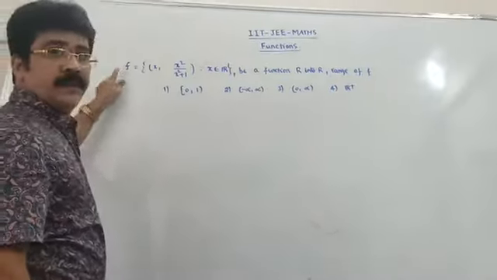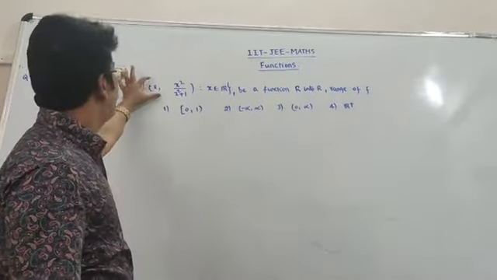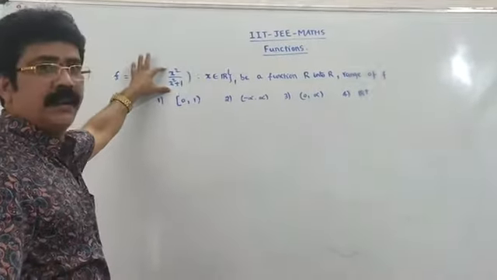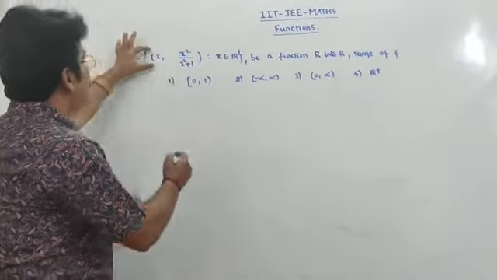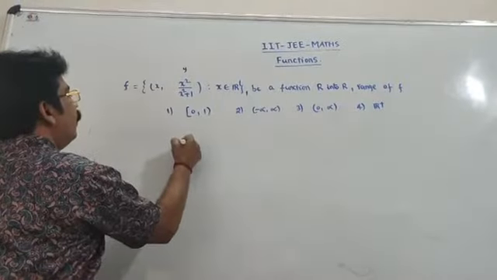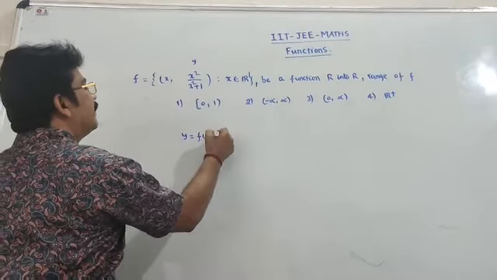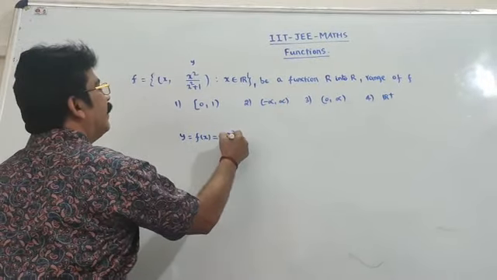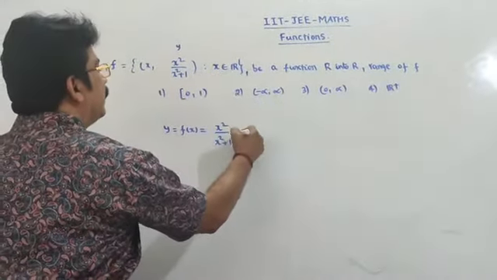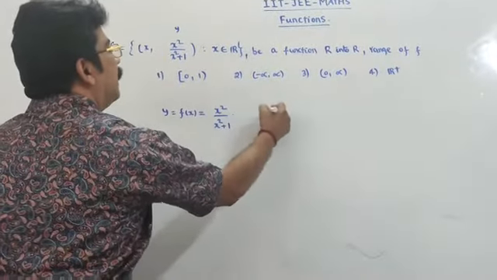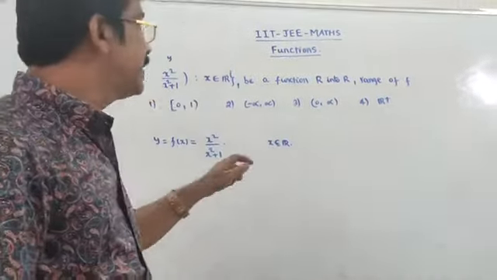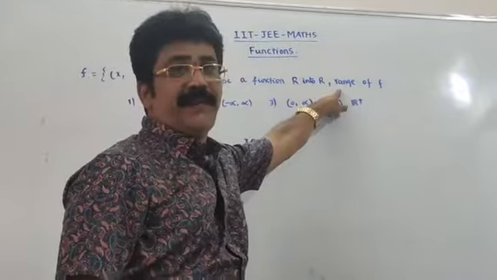Next question. If f equals the set of ordered pairs (x, x square by x square plus 1), x belongs to capital R. The ordered pair (x, y), so y is equal to f of x, the given function x square by x square plus 1, where x belongs to real numbers. Now the question is: find the range of f of x.